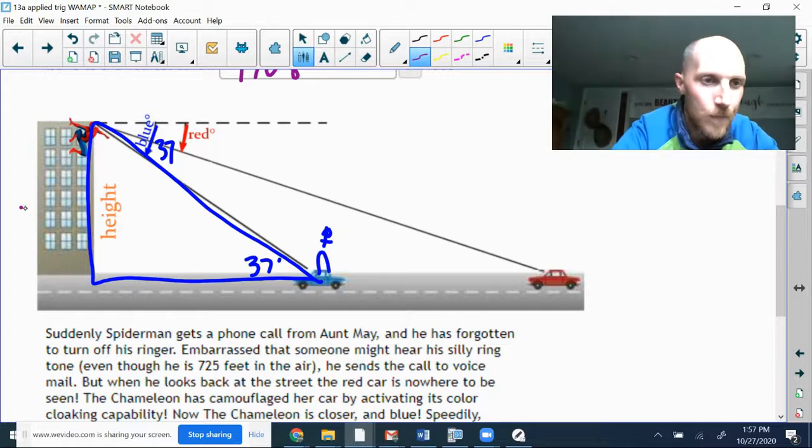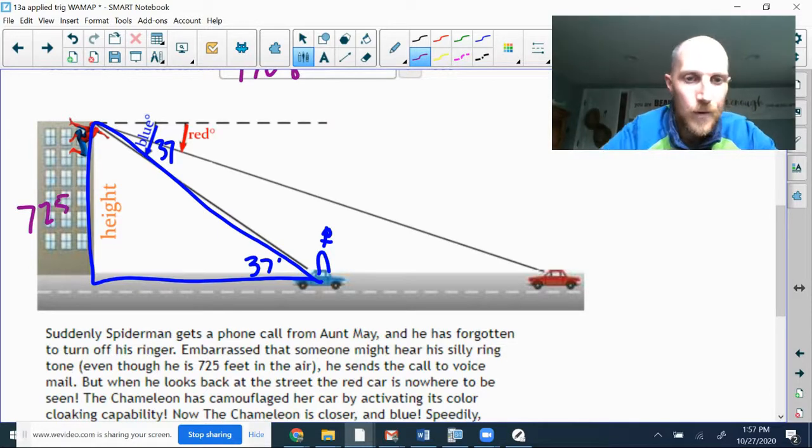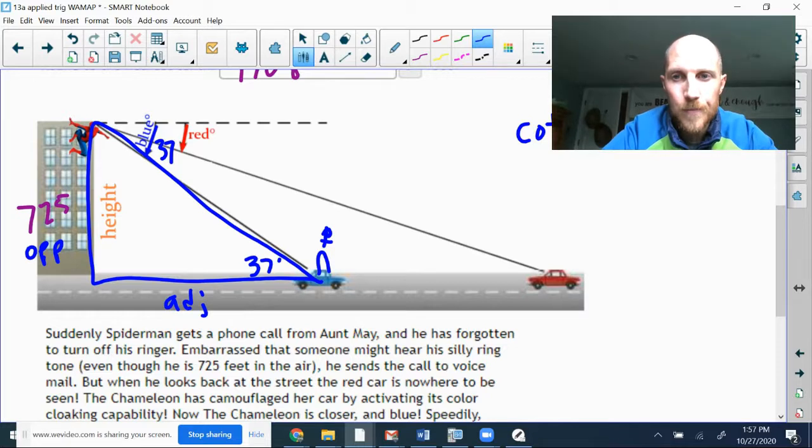And let's see, our building height has not changed. Still 725 feet up. And we are still looking for the adjacent side. We want to know how far away is Chameleon in the blue car. So I'm going to set this up just like the previous problem.